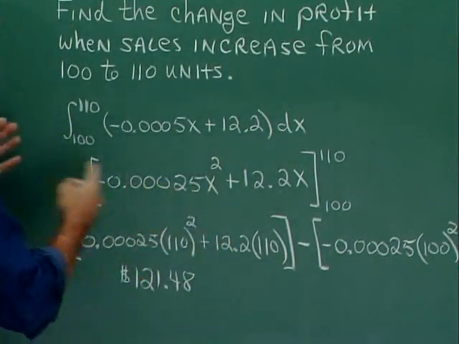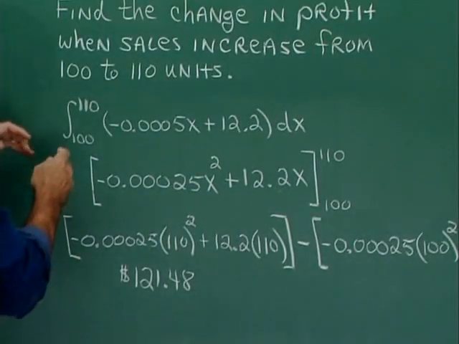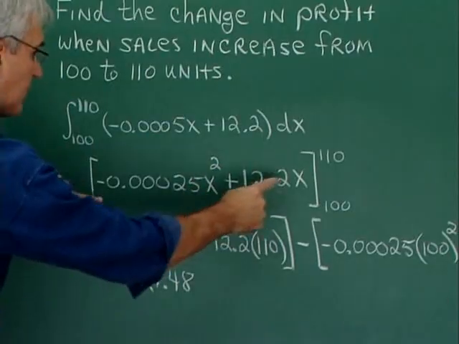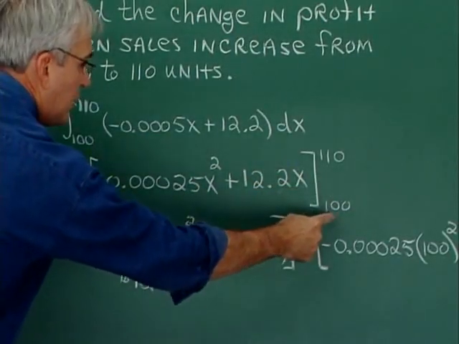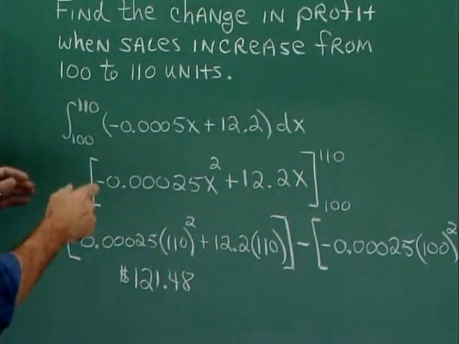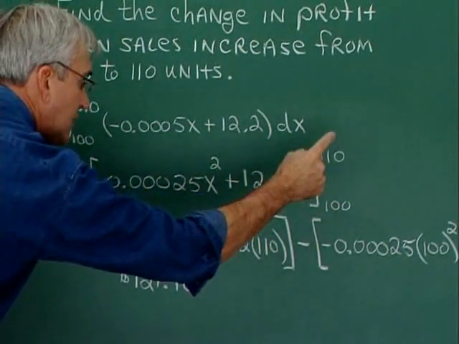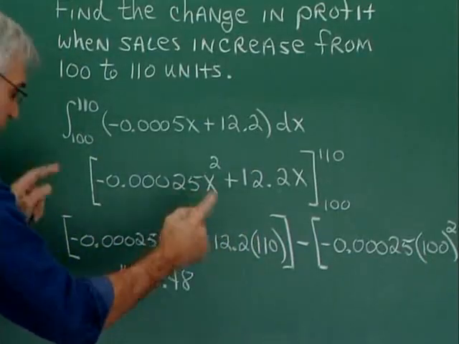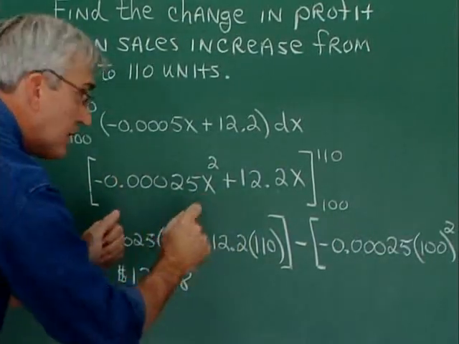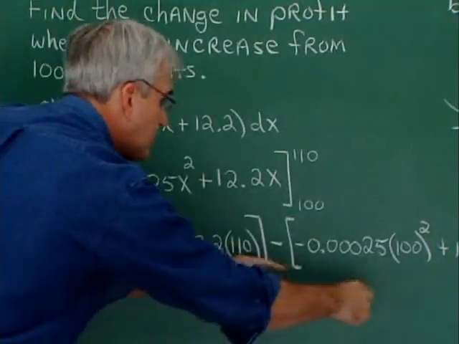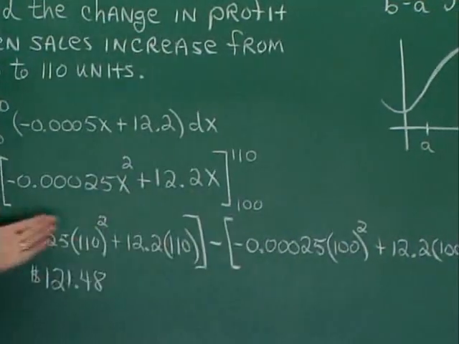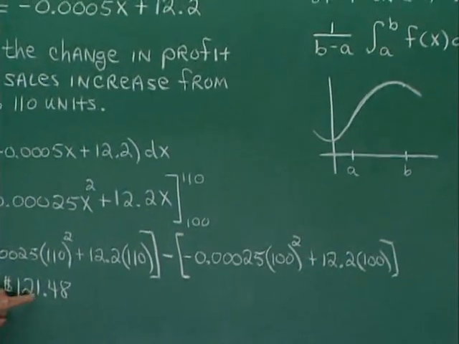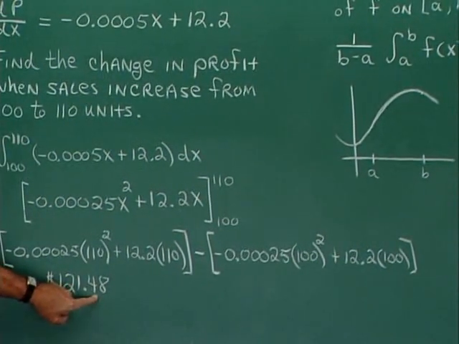So away we go, and we just kind of follow our nose through it the way that we learned before. The integral function here is this expression, and we're evaluating from 100 to 110. So F of b means to replace these x's with 110. You see, write the same expression, replace the x's with 110, minus F of 100, replace these x's with 100, and perform the indicated operations, and we find that change in profit to be $121.48.